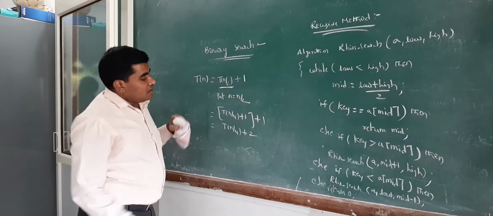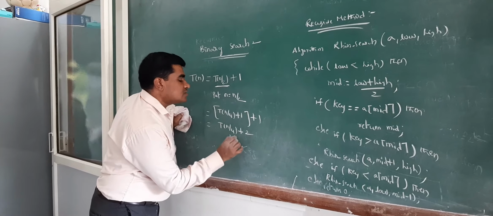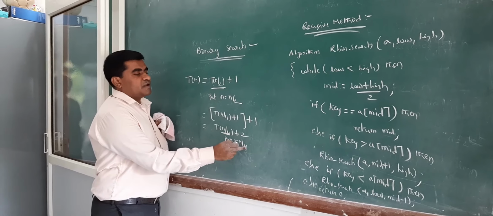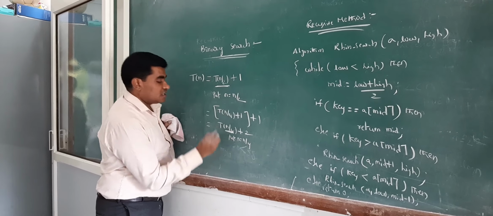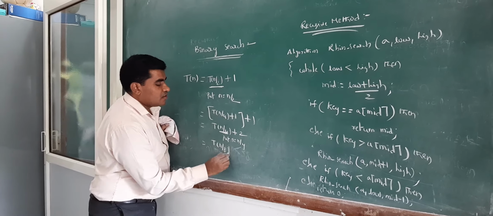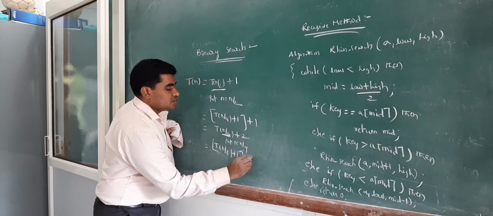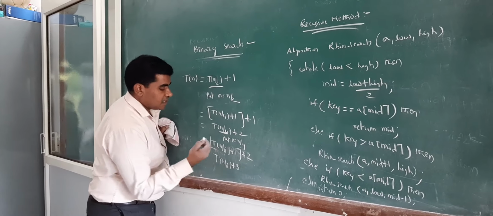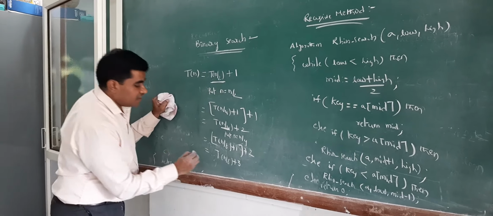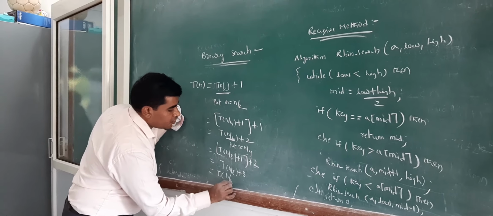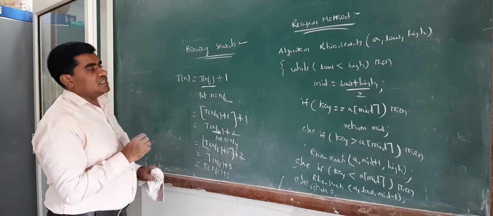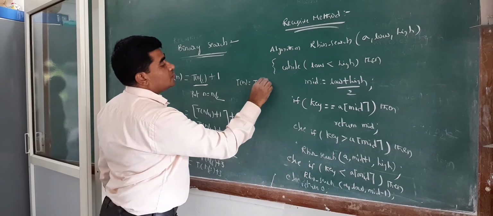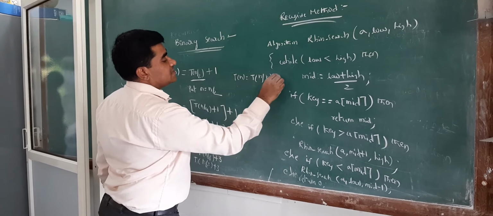Again, if sublist 1 is also split, n equal to n by 4. Wherever the T of n function is there, we apply n equal to n by 4. That is T of n by 8 plus 1, with the earlier plus 2 already there. So T of n by 8 plus 3, and so on. In the case of dividing the problem, T of n by 2 cube plus 3. Wherever 3 is there, we write k. So T of n by 2 raised to k plus k.